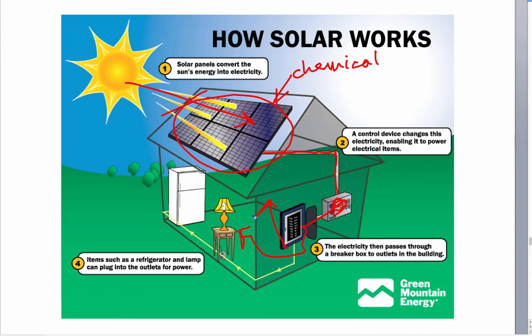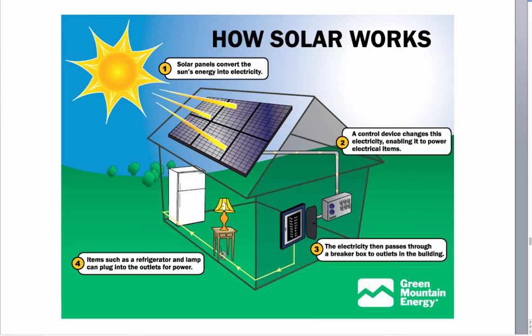Solar panels convert the sun's energy into electricity. A control device changes the electricity, enabling it to power electrical items, and this is called an inverter. The electricity then passes through a breaker box, usually our main breaker box in our homes or in our buildings, and then items such as refrigerators, lamps, other devices, microwaves, whatever, can be plugged into the outlets for power.